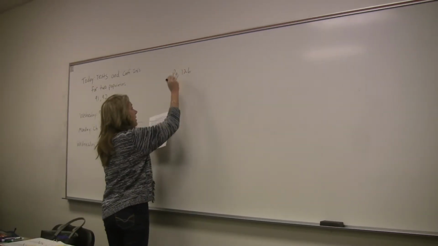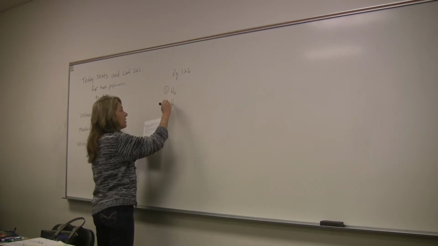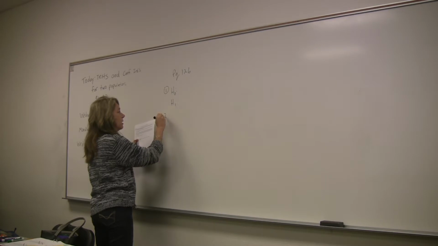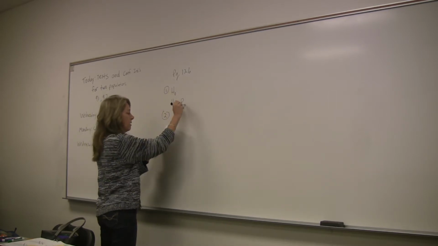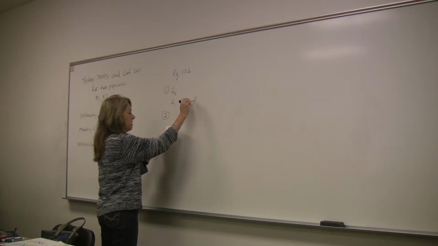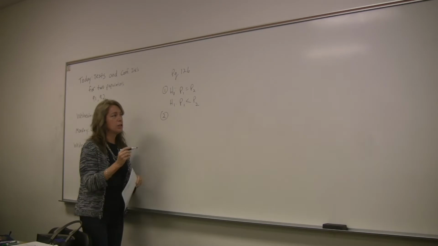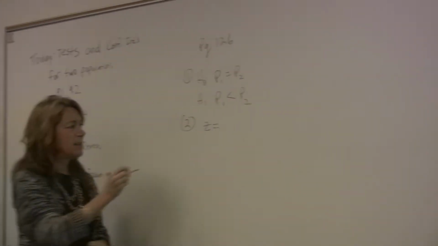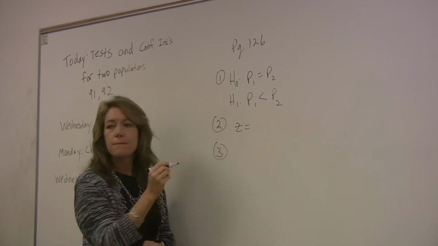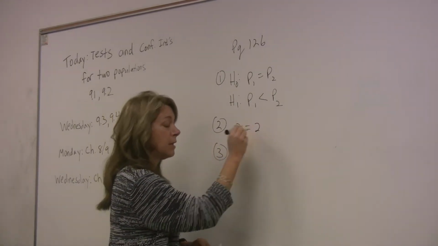Page 126, if we just list what the 5 steps were, which I was going to do steps 1 through 4. The claim was that P1 is less than P2. Is that what our claim was? Comparing those two proportions, we did a 2 prop Z test and we got a test statistic of, someone help me out? 2.25? Negative 2.25.